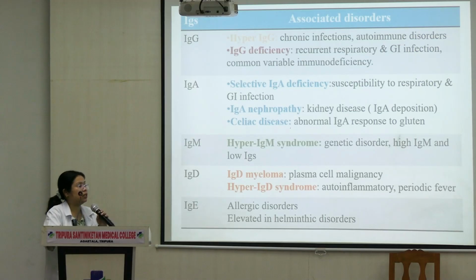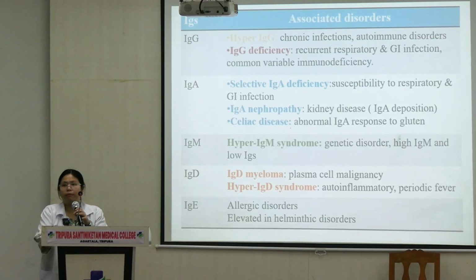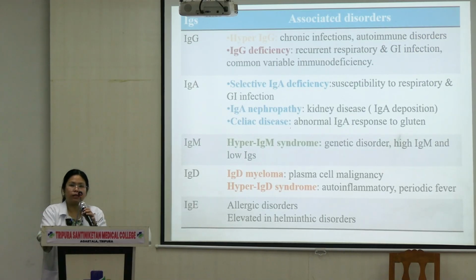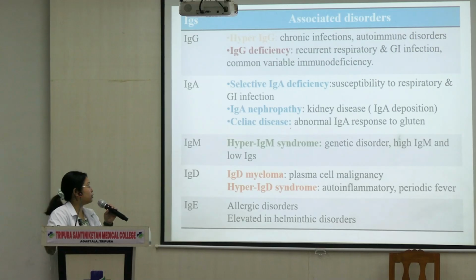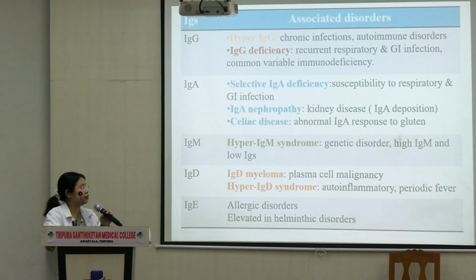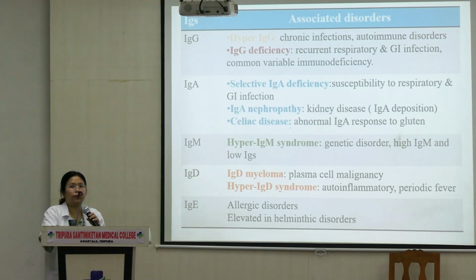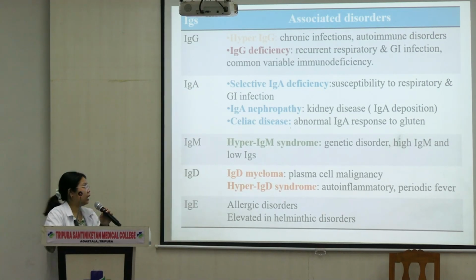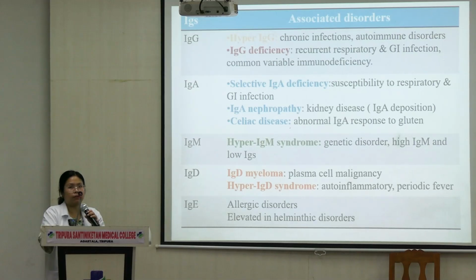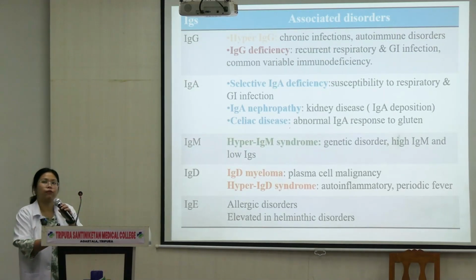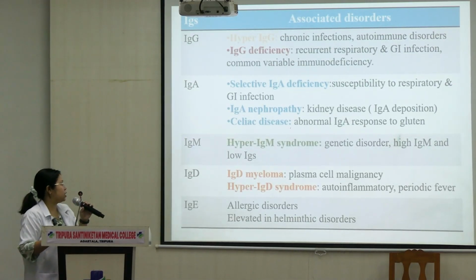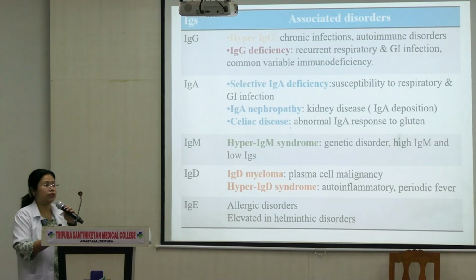IgD, myeloma. Myeloma is a plasma cell malignancy or the cancer of the plasma cells. This can happen in IgD, and also hyper-IgD syndrome, where you might have a periodic fever here and there, every time there is a fever with no infection, and they can have auto-inflammatory disease, meaning that there is inflammation because of our own immune system. IgE is seen in allergic disorders, you have already seen.